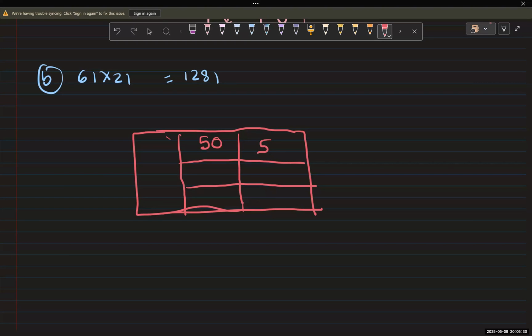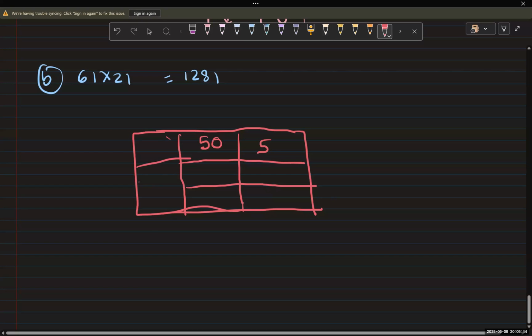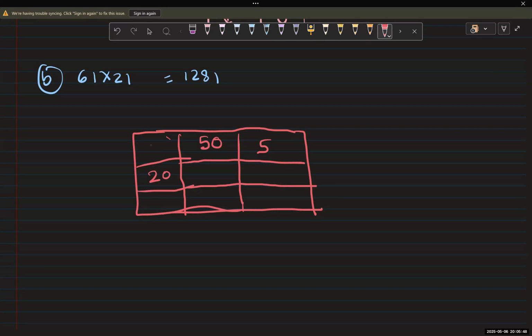Give me 1 second, let me just check the question. Alright, we have 20 here and 2 here. And a multiplication sign. So let's take it step by step. I'm going to go very slow. So the multiplication sign is there. That means we'll have to multiply.